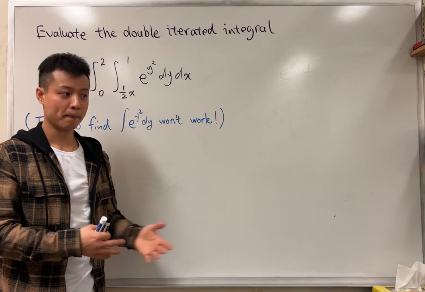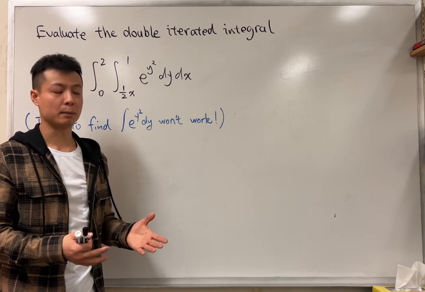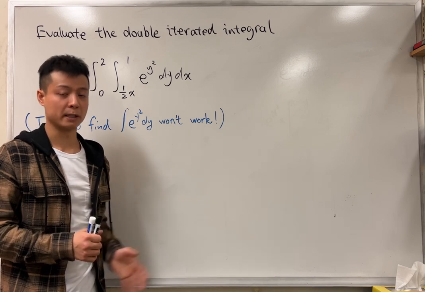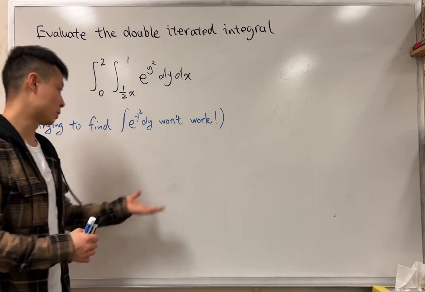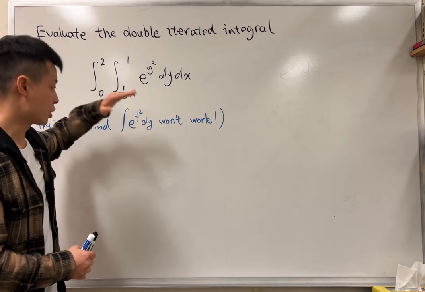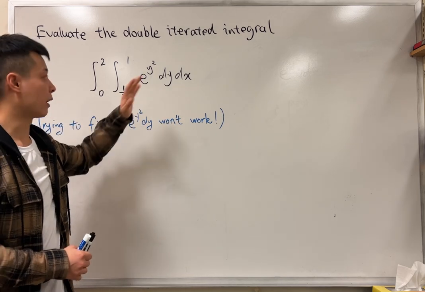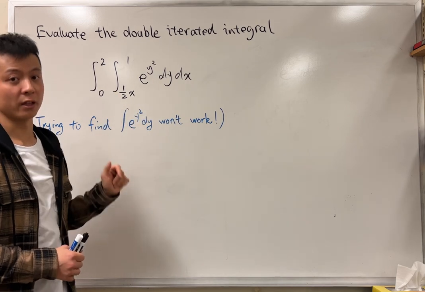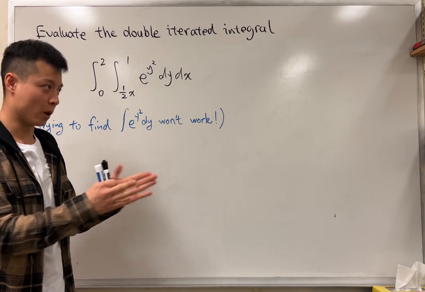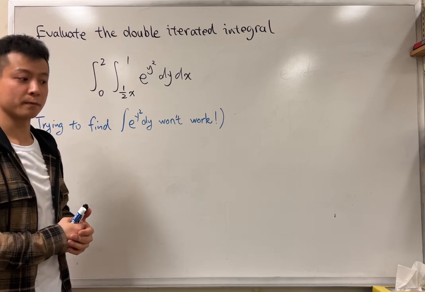And therefore, using any techniques that we learn in single variable calculus, such as integration by parts or u substitution, to try to find the antiderivative for the inside function just simply won't work. So we need another method to find this integral, which is called switching the order of the integration.